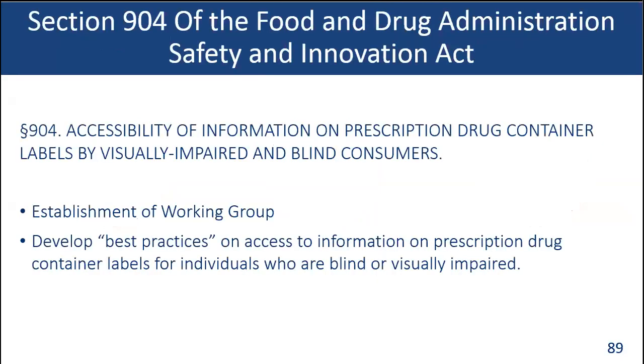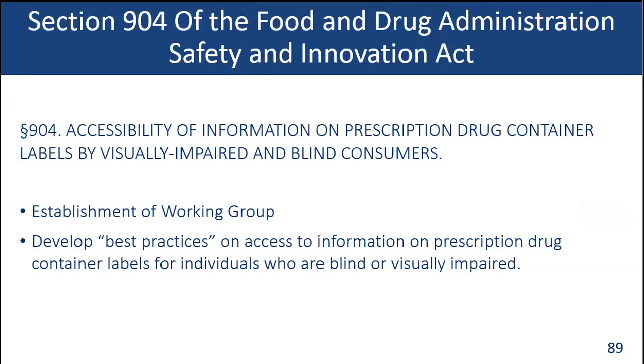So I talked earlier about the Food and Drug Administration Safety and Innovation Act, which President Obama signed into law in July 2012. A provision of the act, Section 904, directed the board to do a few things, and they did a few things related to prescription drug container labels. One was to convene a working group comprised of representatives from advocacy organizations and industry. Two was to develop best practices for making information on prescription drug container labels accessible to people who are blind or visually impaired.